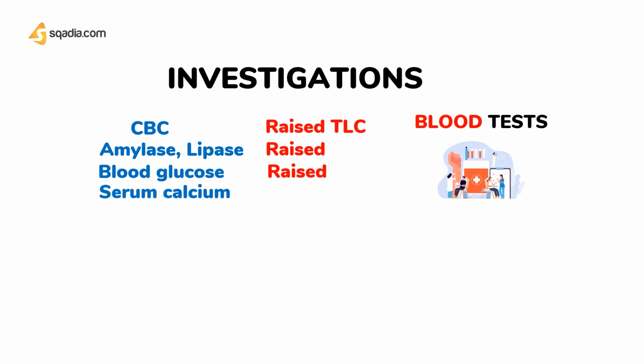Next is serum calcium. Again, we have seen that pancreatic enzymes include lipases, and they cause fat digestion. That fat is going to bind with the calcium and decrease the calcium reabsorption. So serum calcium will be found to be decreased. Both the blood glucose and serum calcium are important prognostic factors for acute pancreatitis.